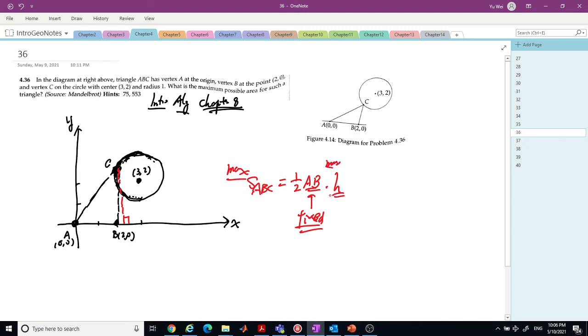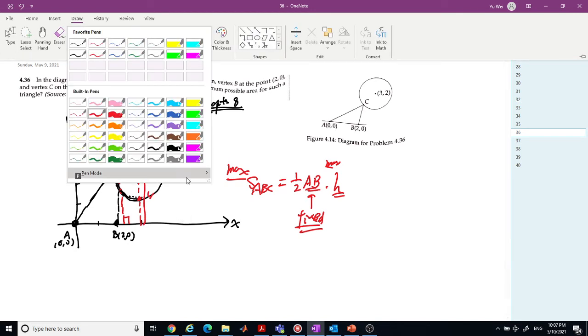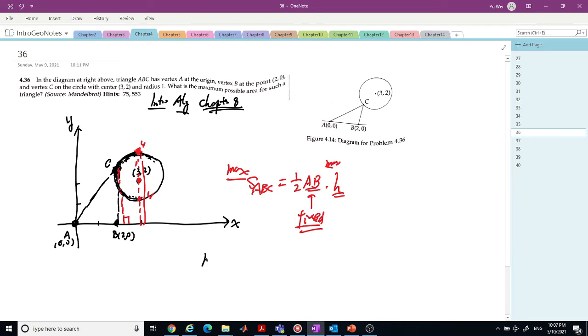Okay, so now you really understand it. Where on this circle does C have the largest height against the x-axis? Of course, it is here, at the diameter. This is the highest point on the y. So you can see this is 3, right? And the radius is 1, so this is 4. So the height is 4. Okay, now you solved it. So the max of triangle ABC is half of 2 times 4, which is 4.